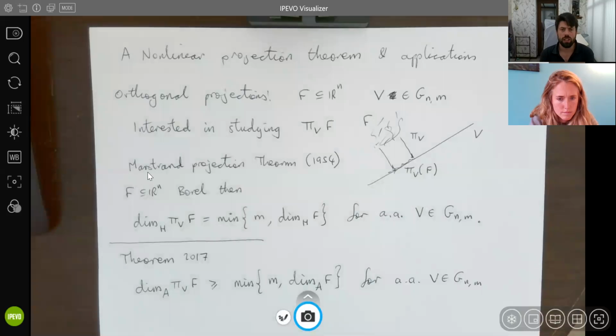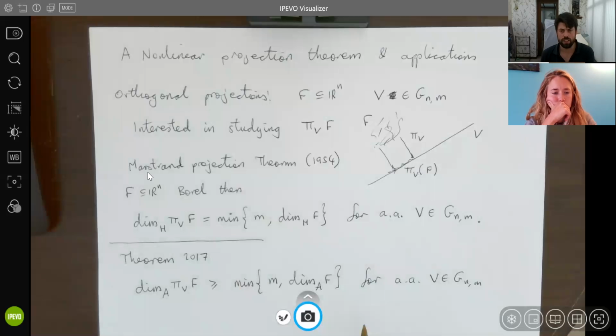For one, I don't need any assumption about the measurability or set theoretic structure of f. F can be any set. Also, what I said before about the Hausdorff dimension of this being a trivial upper bound, it's not a trivial upper bound for Assouad dimension, and this is because Assouad dimension can increase under Lipschitz maps. So just because pi v is Lipschitz doesn't mean that the Assouad dimension of pi v f can't be bigger than the Assouad dimension of f. So this is an extra difficulty that comes in here.